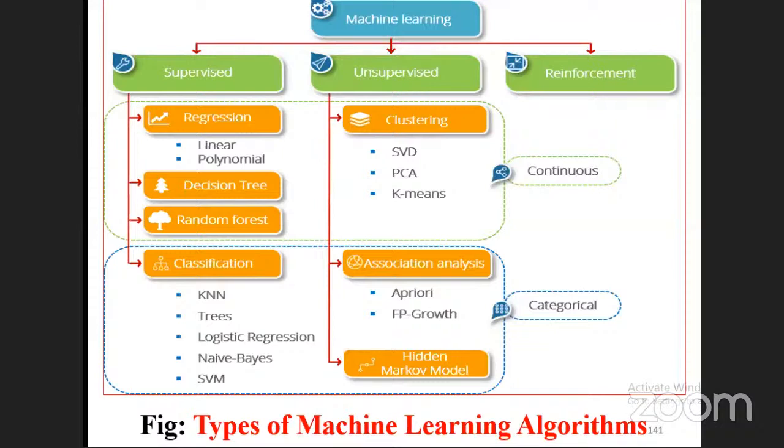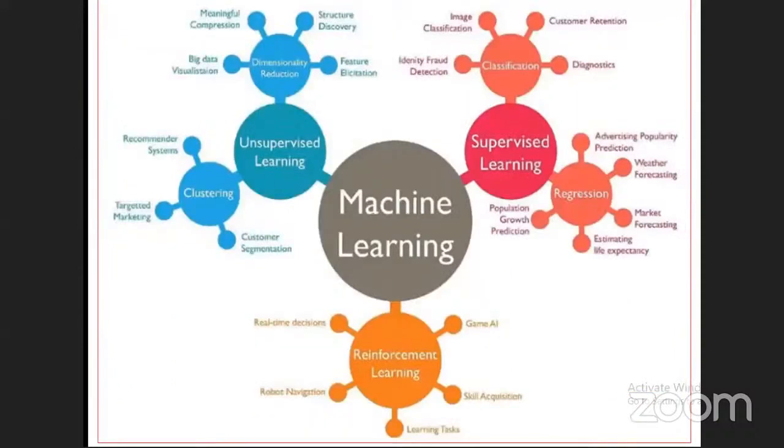Regression, nonlinear, polynomial, decision tree, random forest, classification, KNN, trees, logistic regression, naive Bayes, SVM, clustering, SVD, PCA, K-means, Apriori, FP growth, various algorithms we are using. I have explained unsupervised learning: recommender engine, targeted marketing, customer segmentation, etc. In reinforcement learning, we are using real-time decision, game, artificial intelligence, skill acquisition, learning task, robot navigation, etc.